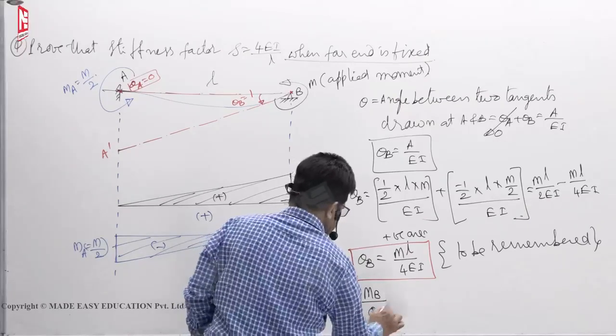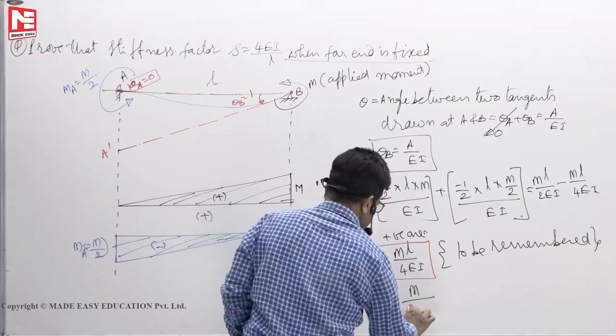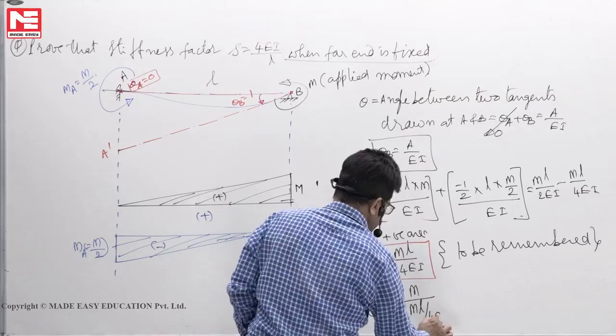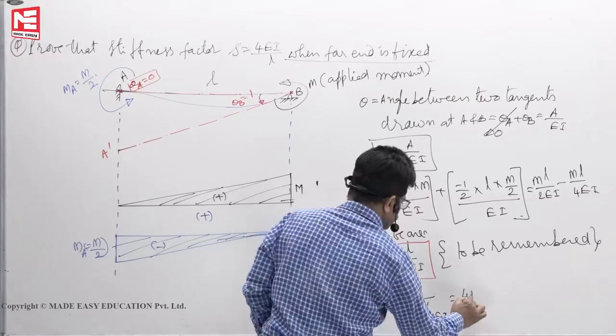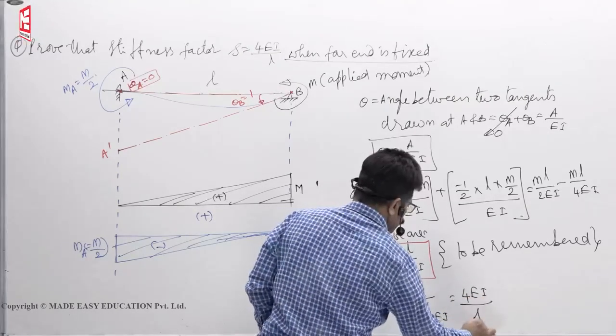Okay. Now stiffness factor S is equal to MB by theta B. MB means M, theta B is ML by 4 EI. So you will get 4 EI by L.